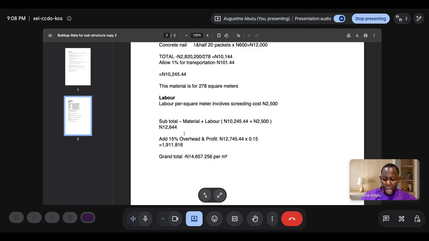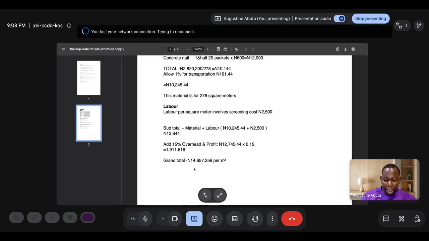Then we'll be adding 15% overheads and profit. Okay, so when we've done adding overheads and profits, the total we'll have per square meter is 14,657.256 per square meter. So this is the cost for 1 square meter of gypsum board.